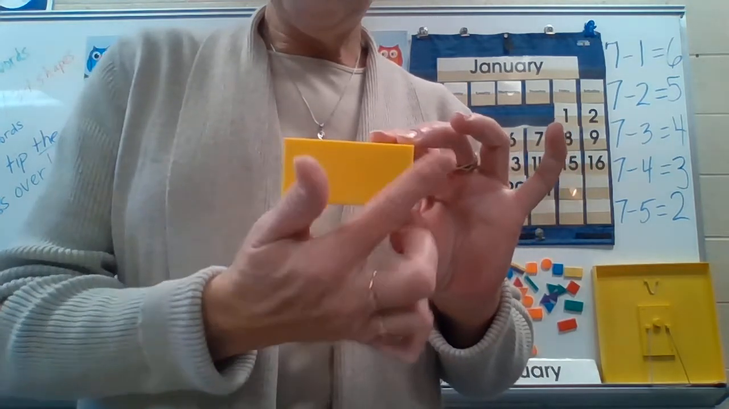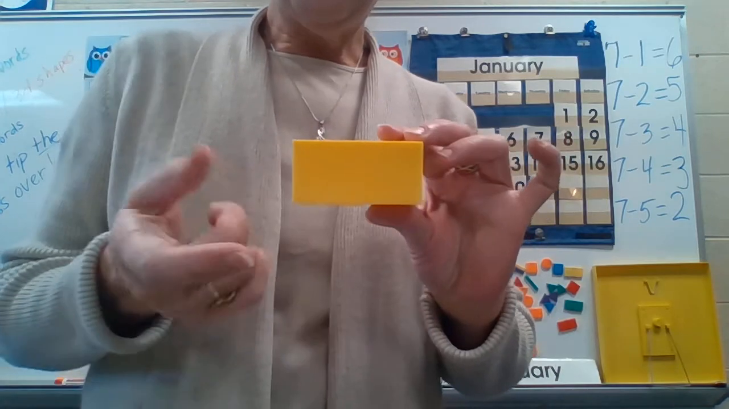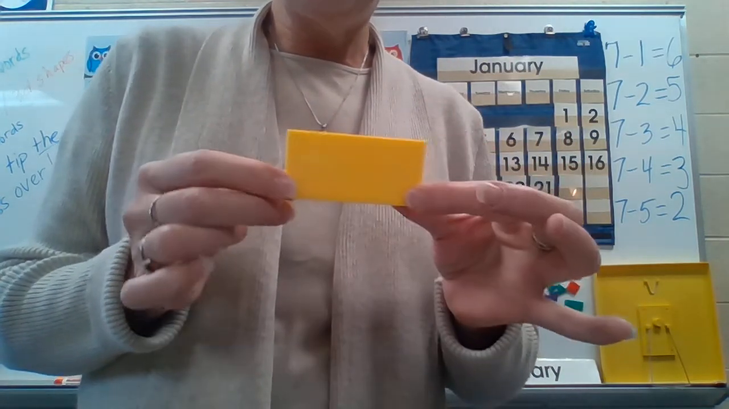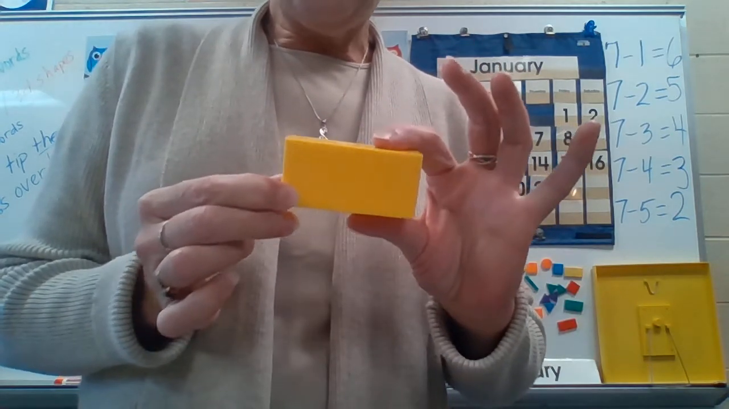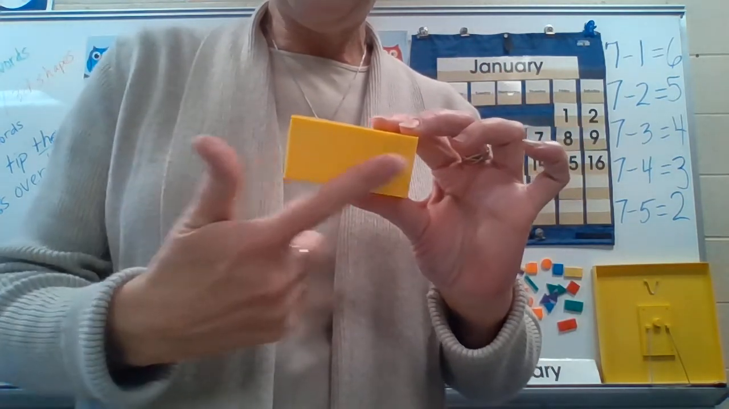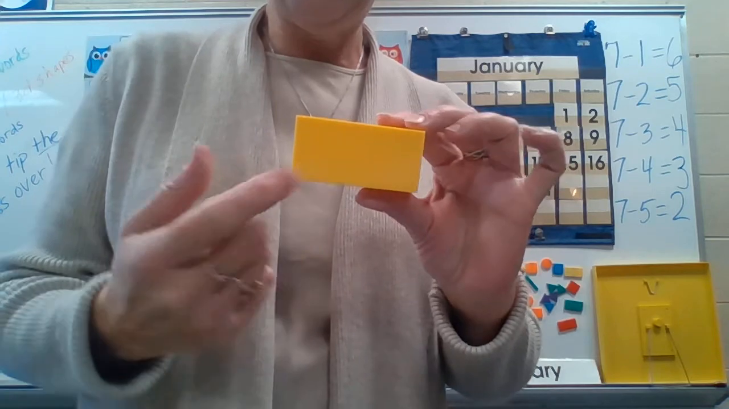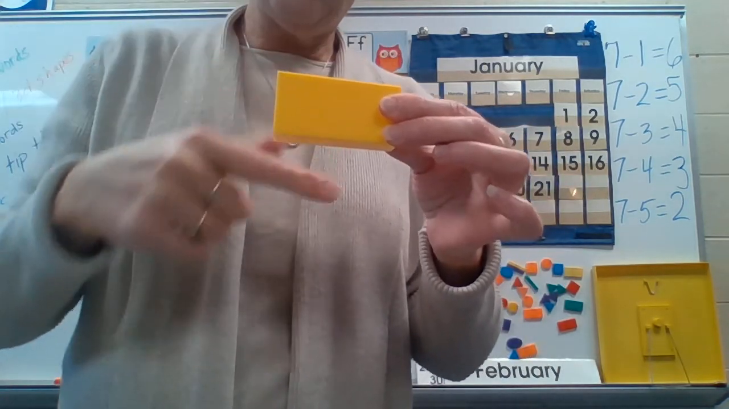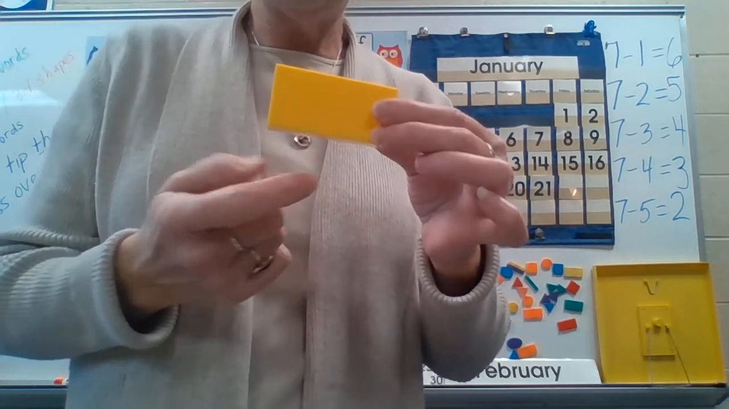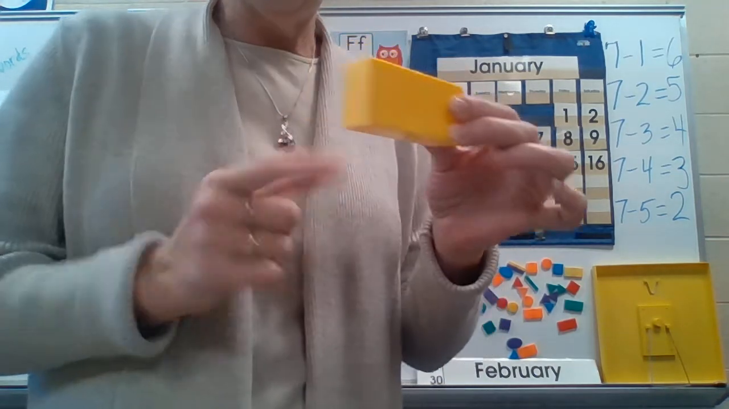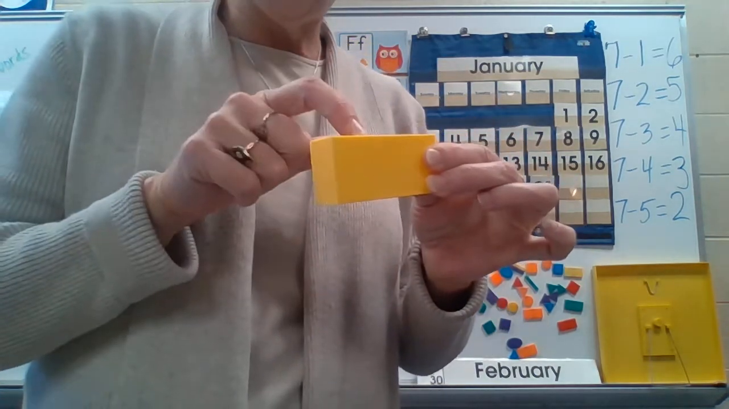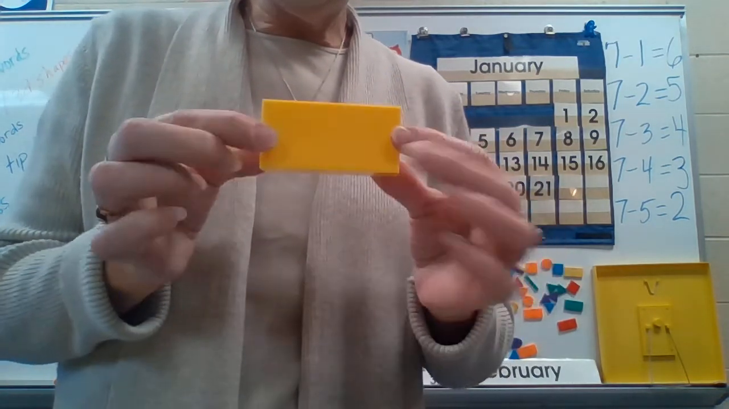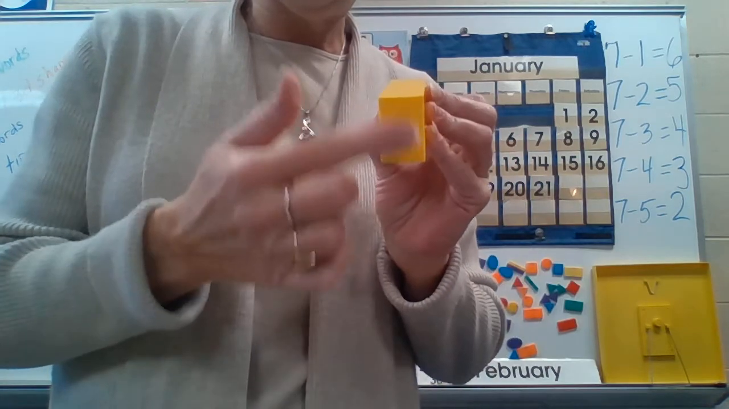Okay? Look, it has a rectangle face. It's a rectangular prism. Right? So, we're going to count how many flat faces it has. And I'm going to do what I did before. I'm going to count around, and then I'm going to count the ends. So, 1, 2, 3, 4, 5, 6. So just like that cube, it has 6 flat faces.